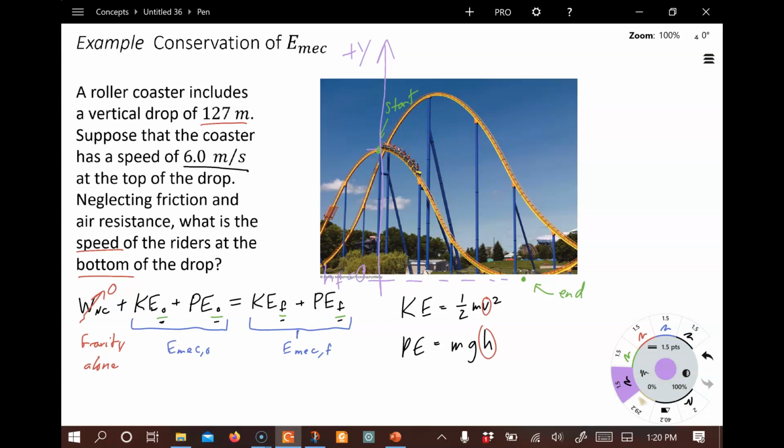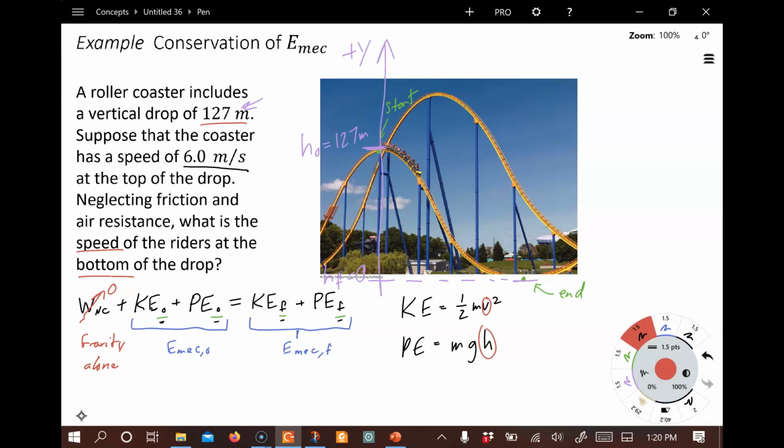Now up here's where we start. This is h initial, and we know that it's 127 meters above the bottom, so this is 127 meters. I could have put the 0 at the top and put the minus 127 at the bottom. It doesn't matter. Choose your 0, stick with it for the rest of the problem, and you'll be right, whatever you decide to choose. All right, next.